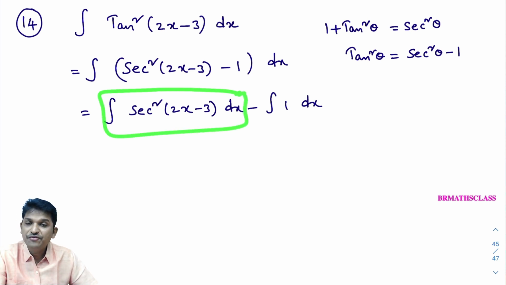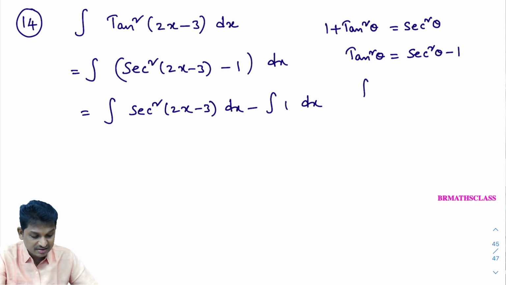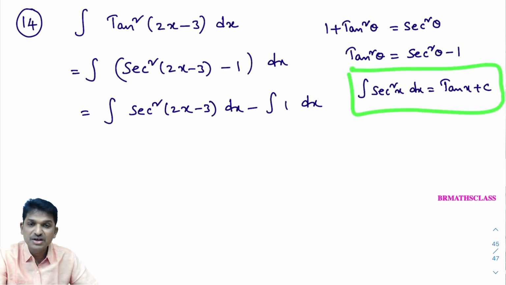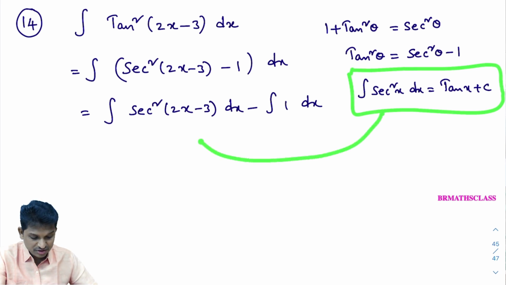Do you have any formula for integral of secant square of something? Yes. Integral of secant square x dx. What is integral of secant square x dx? You know this formula: integral of secant square x dx is tan x plus c. In the first class you learned 19 formulas, right? This formula is there in those 19 formulas. So here you know this formula.